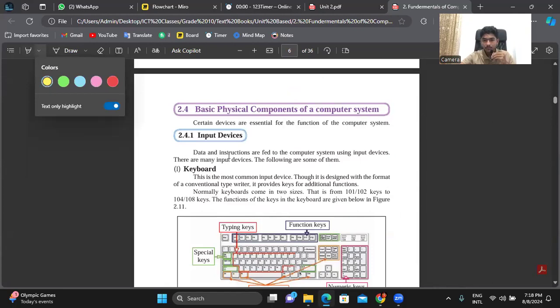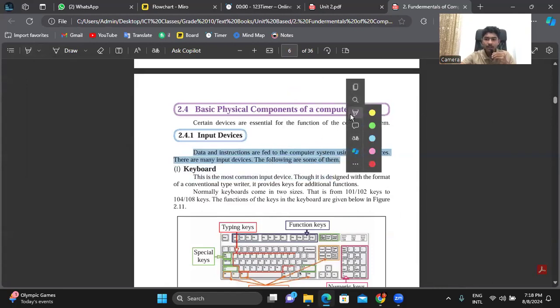Write the topic input devices and write down this part. Under the input devices, or else you can write input devices, you just put a dash and write down this part. Data and instructions are fed to the computer system using input devices. There are many input devices. The following are some of them.